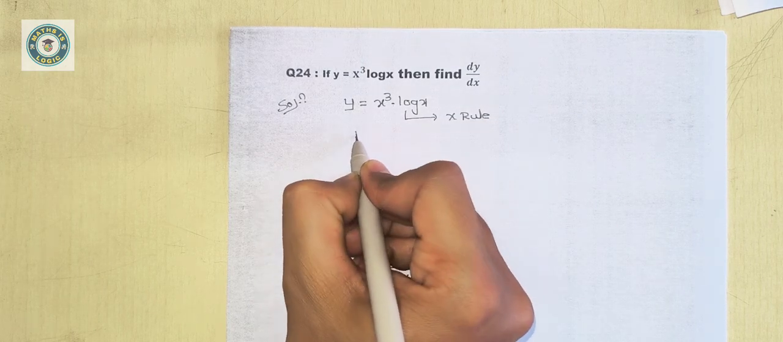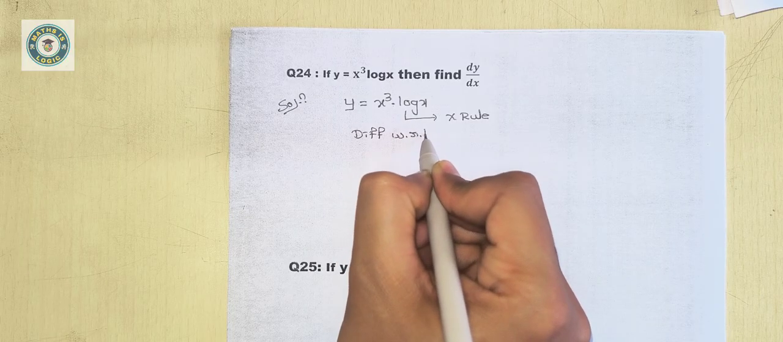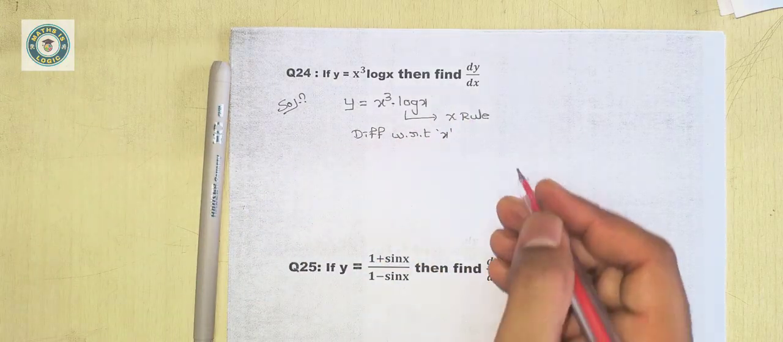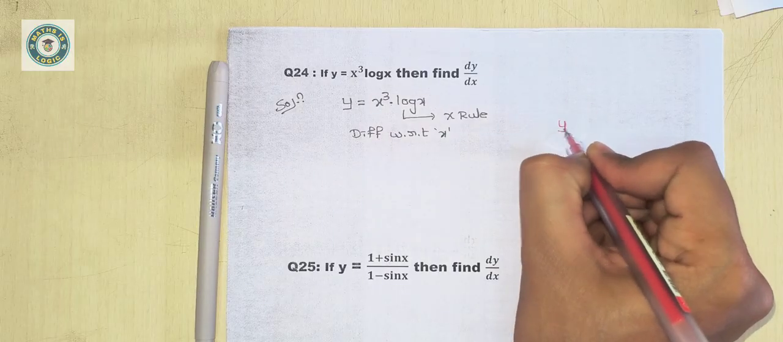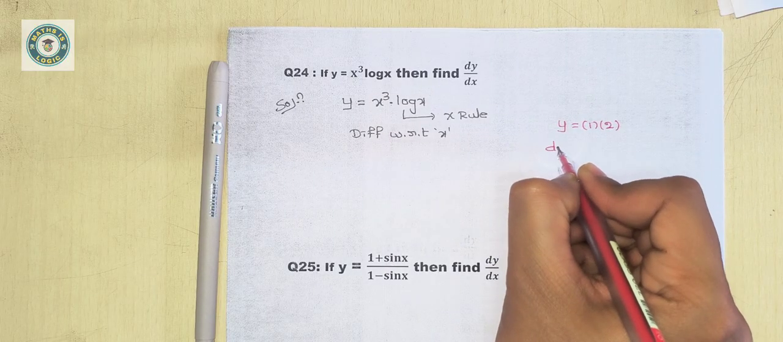Therefore the first step here is we are going to apply the multiplication rule of differentiation. So differentiate with respect to x. What is that multiplication rule in differentiation? Suppose y is equal to first function into second function, if it is there.